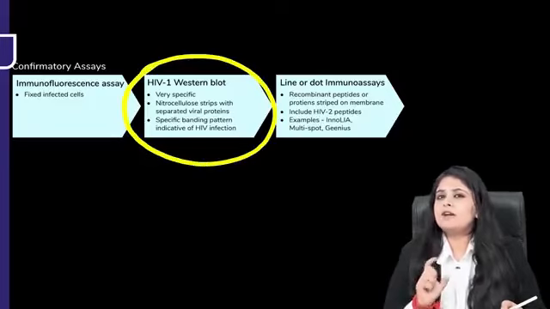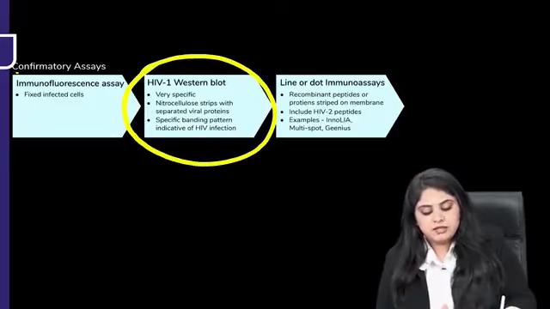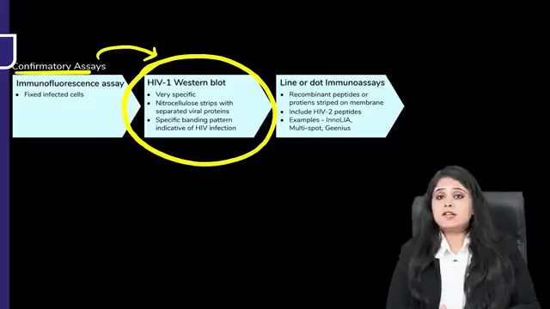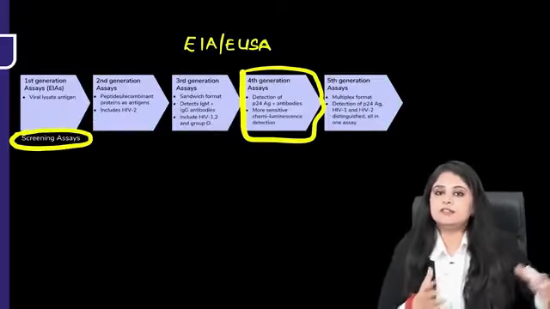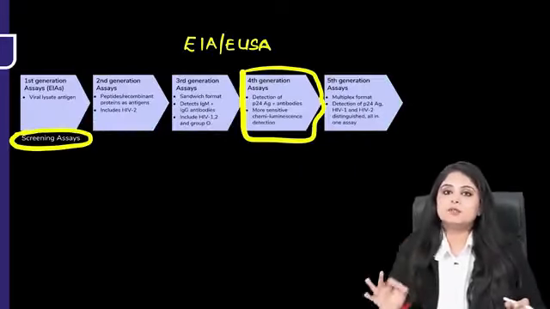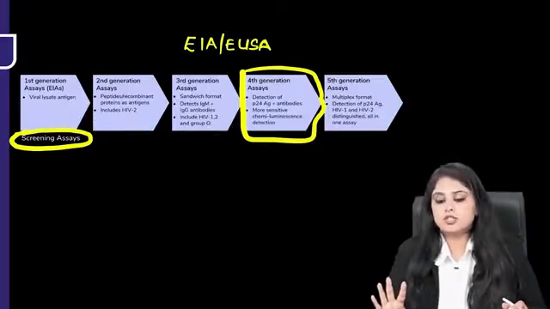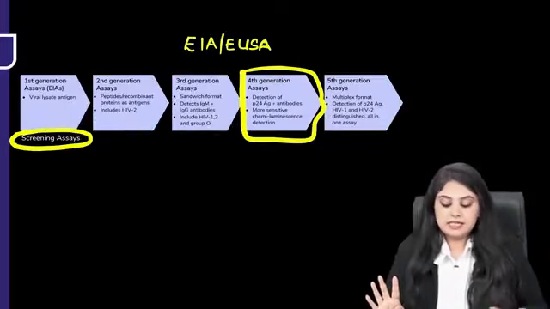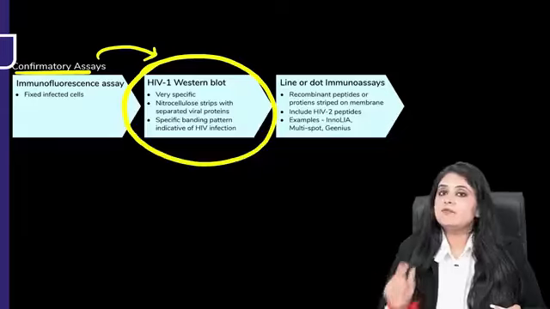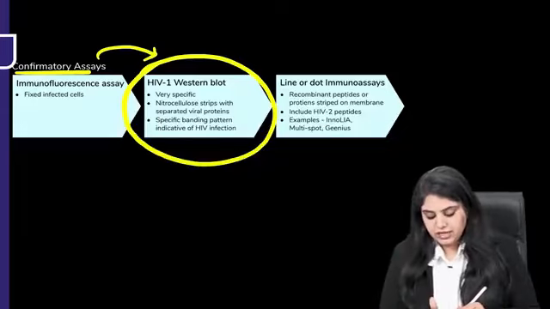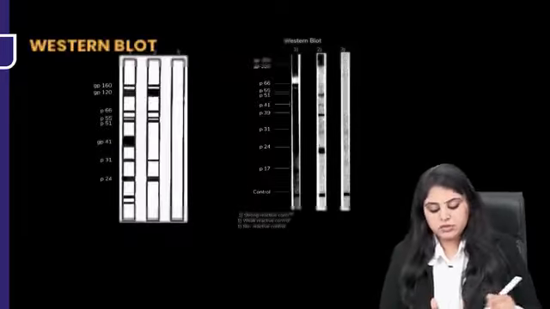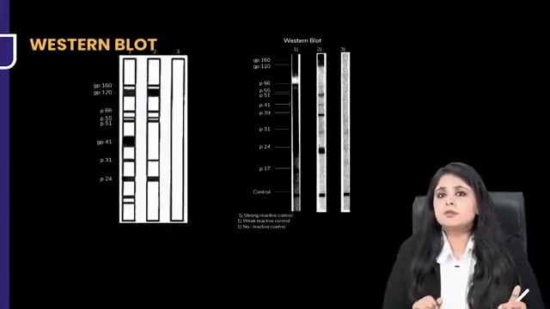I know a lot of you have a confusion, ma'am, for this confirmation, this Western blot that we do. So see, I've got you a list of everything. ELISAs are of 5 generations now, but as per all the guidelines, the 4th generation ELISA is going to be our screening test. And as per the confirmation, Western blot is the confirmatory test. So the last thing that you have to know is what a Western blot is. This is how a Western blot strip looks.